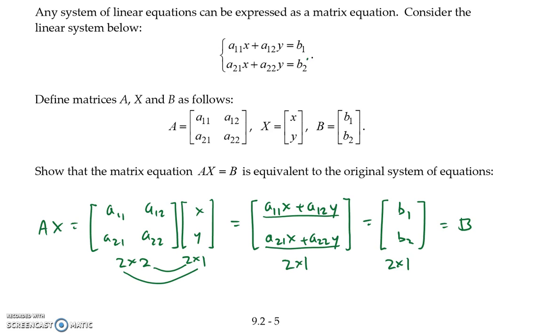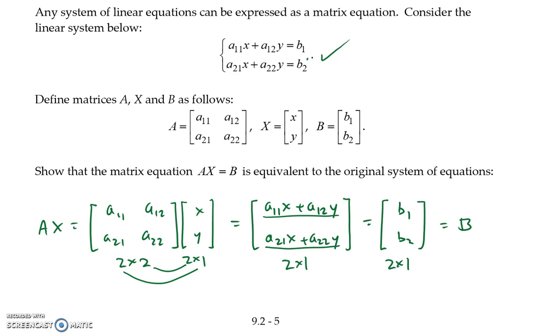Now, the one on the left looks like it has 4 entries, but actually it only has 2 because you're adding the entries in the first and second row. For those two matrices to be equal, it follows that their corresponding entries must be equal. In other words, this system of equations would have to hold: a11x plus a12y would have to equal b1, and a21x plus a22y would have to equal b2. So indeed, this matrix equation, AX equals B, is equivalent to the original system of equations shown above.